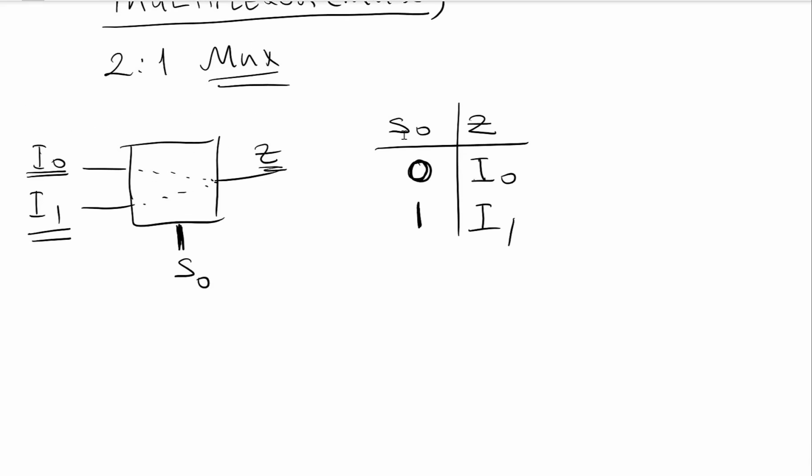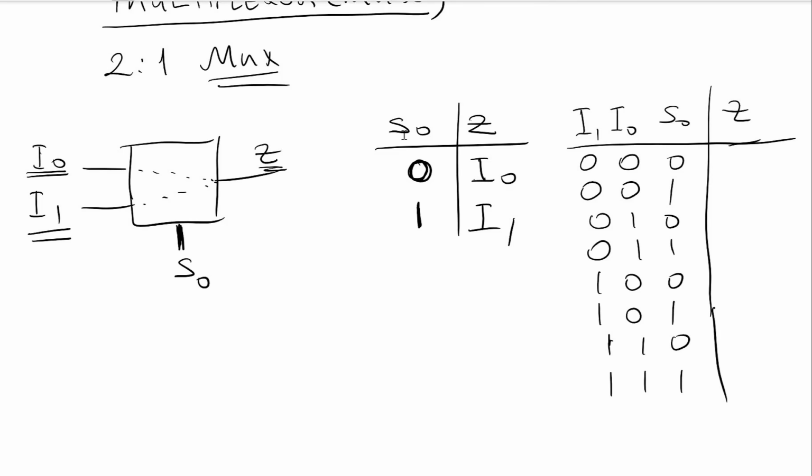So if I make a truth table for this, this is my I1, I0 and my S0. These are my inputs and this is my output. So these are my 8 possible input combinations. If S0 is 0, I am selecting I0, right? So then I0 goes to the output, so Z will become 0. If S0 is 0 and I0 is 1, then Z will become 1. If S0 is 0, I will be selecting I0 and this value will go to the output.